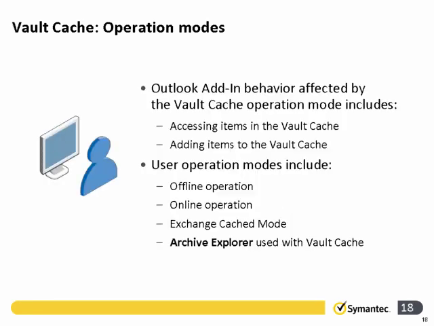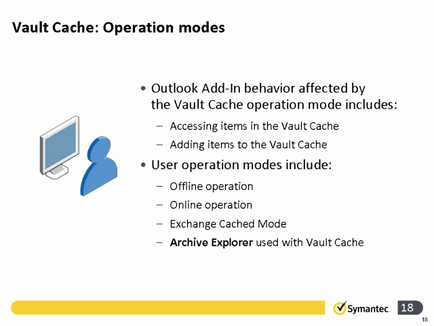Next thing we want to look at are some different modes that Vault Cache operates in. The mode is going to determine how you access the items in Vault Cache, as well as how items can be added to the Vault Cache. We've basically broken these down into some categories to help explain different scenarios when Vault Cache comes into play. First, we have offline operation. We also have online operation. And then we have the Exchange cached mode, and this is configured through the Outlook properties for your profile. And then we also have the Archive Explorer being used with the Vault Cache.